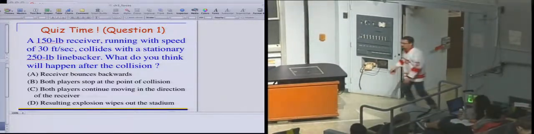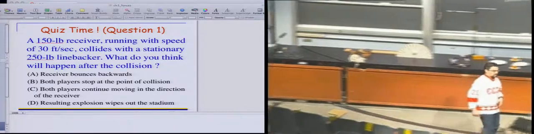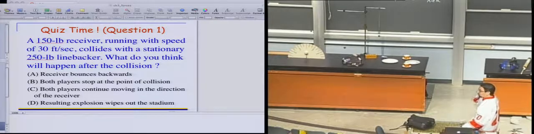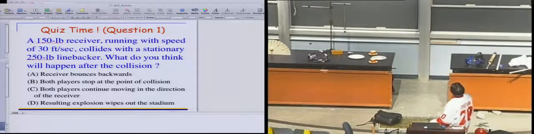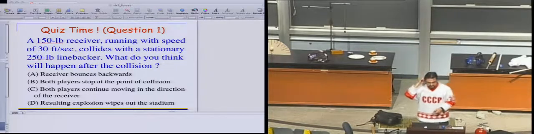It's similar to this speed on skates. I can probably run at 10 meters a second on skates. A fit person can run at 30 feet a second for a very short time. So imagine a 150-pound receiver runs with the ball at 30 feet a second and then collides with a defender who's stationary. What do you think will happen?